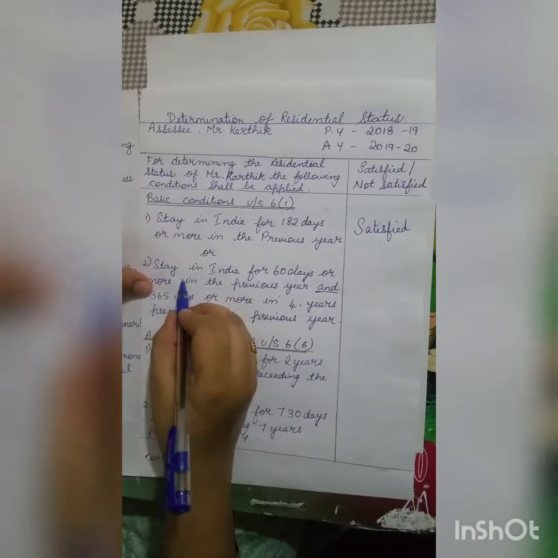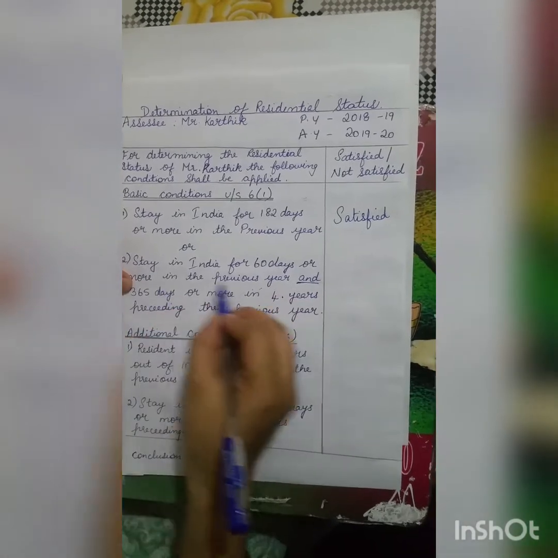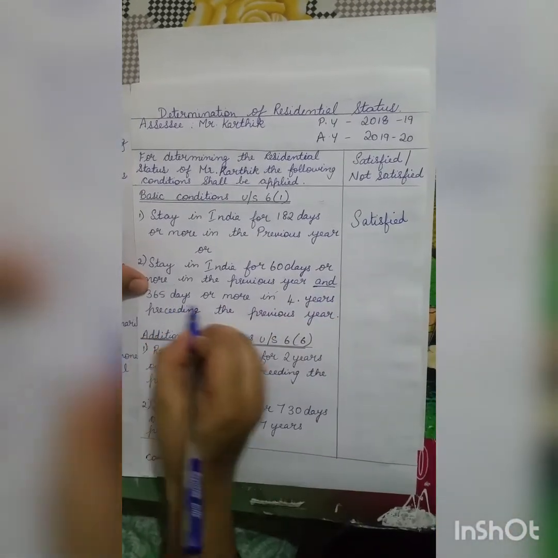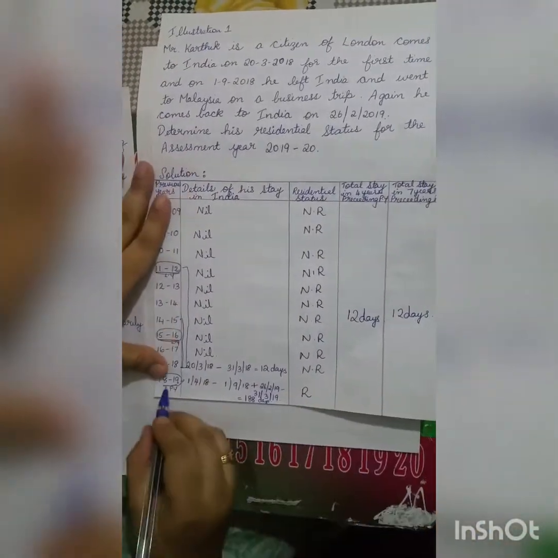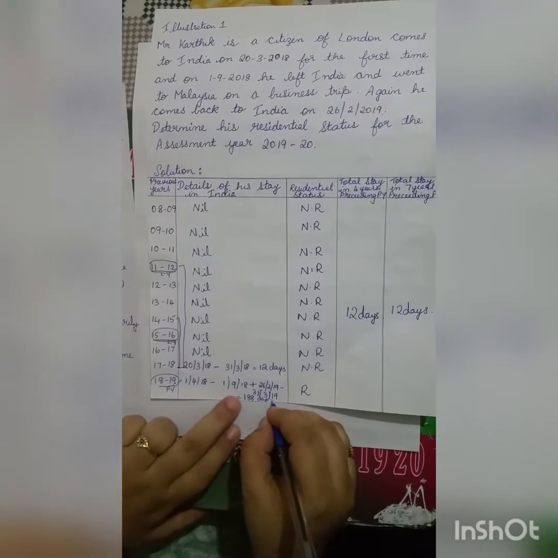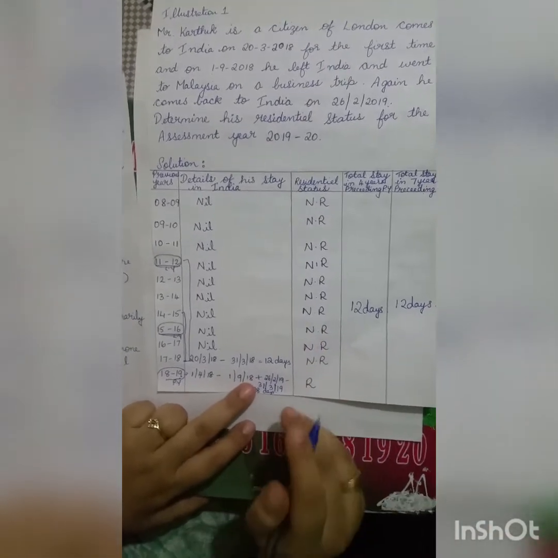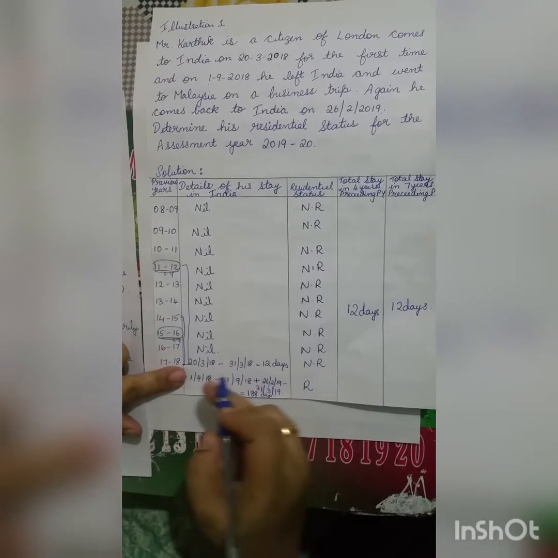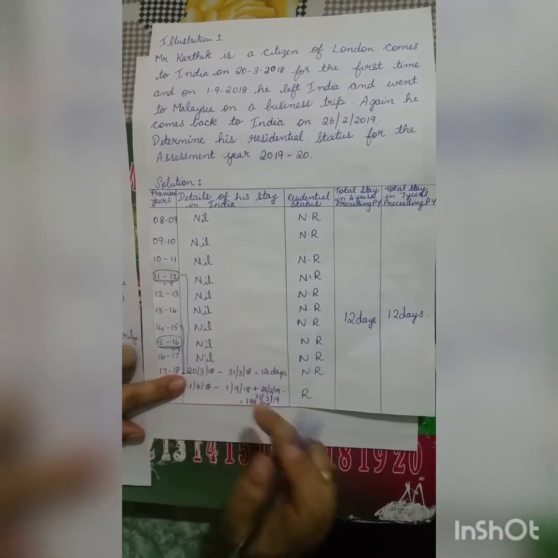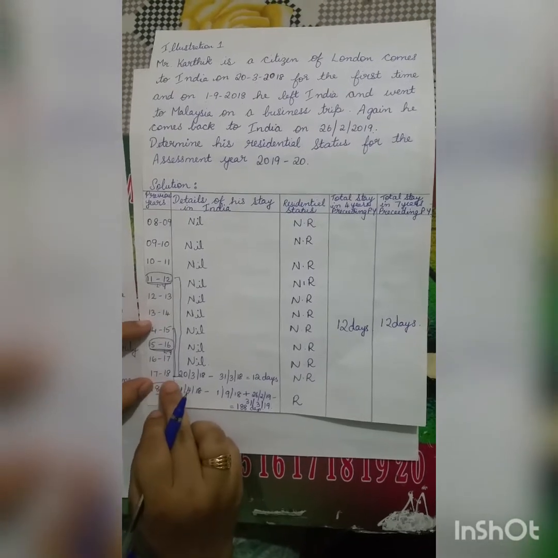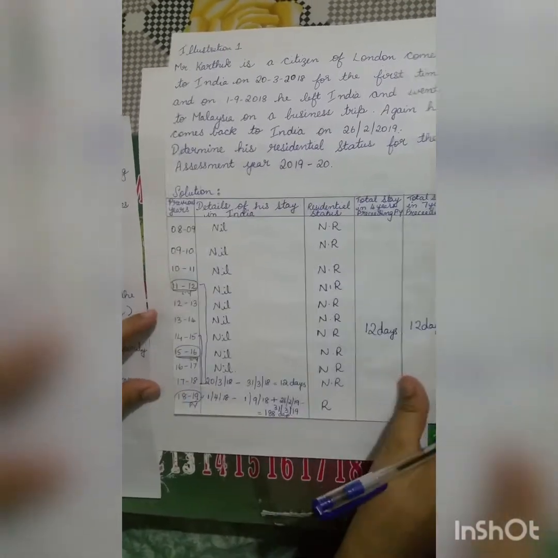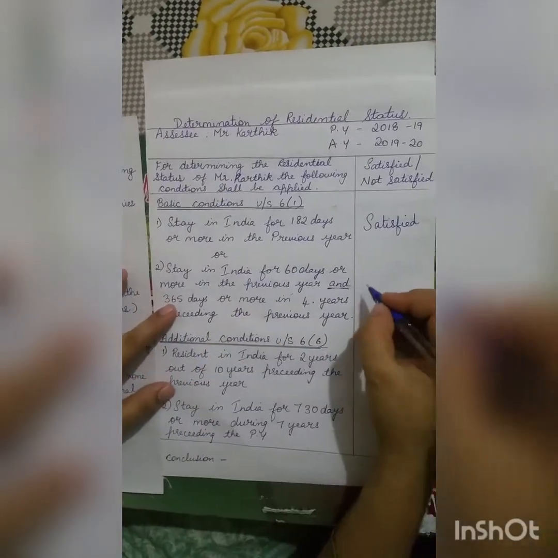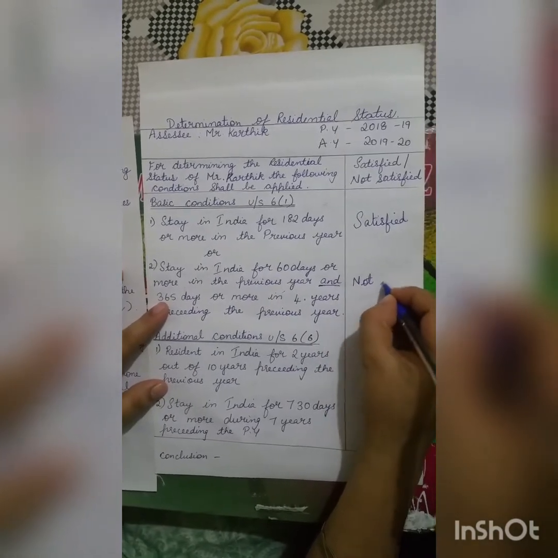The second condition is stay in India for 60 days or more in the previous year and 365 days or more in 4 years preceding the previous year. So if you see the previous year 2018-19, stay in India for 60 days, he is staying for 188 days, which means the first part of the condition he is satisfying. But the second part, which is leave the previous year, 4 years above that, 1, 2, 3, 4. In these 4 years, that is 14-15 till 17-18, he should have stayed for 365 days, whereas here he is staying only for 12 days. So the second part of the basic condition is not satisfied. Therefore, the condition is not satisfied.